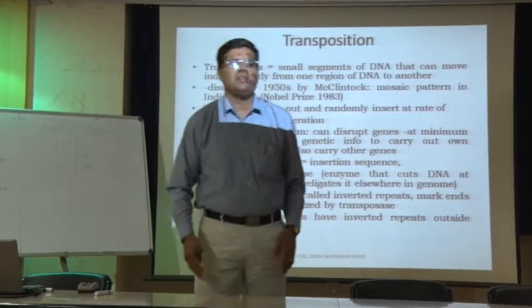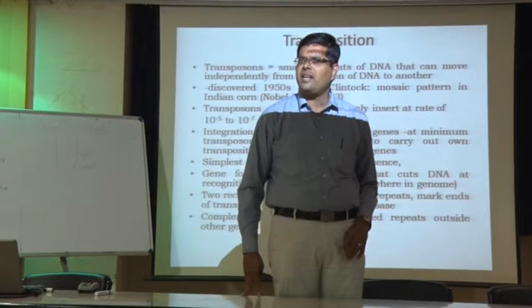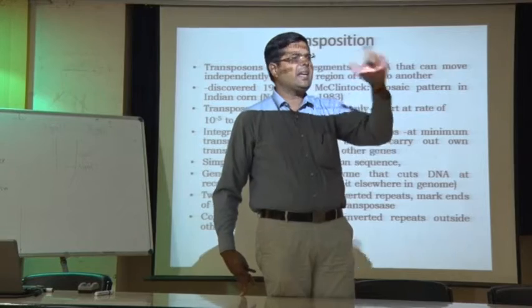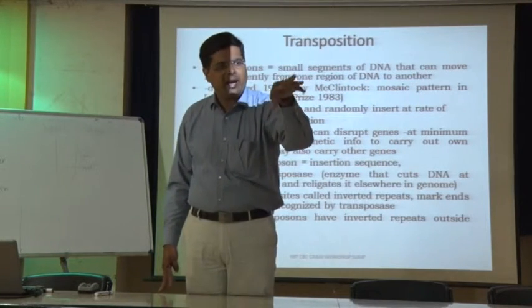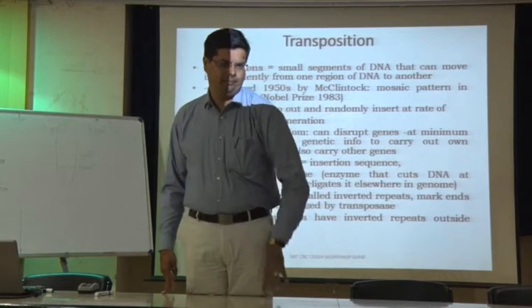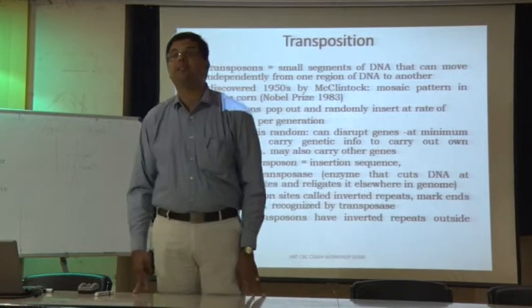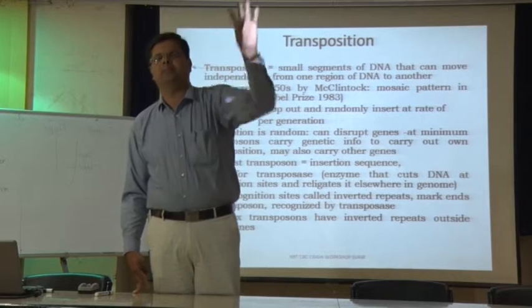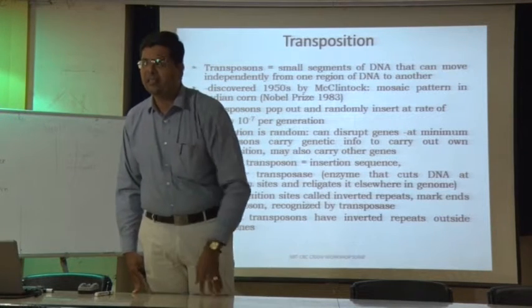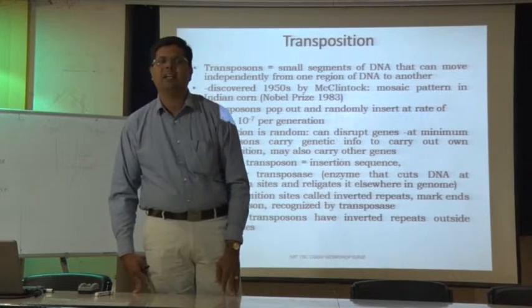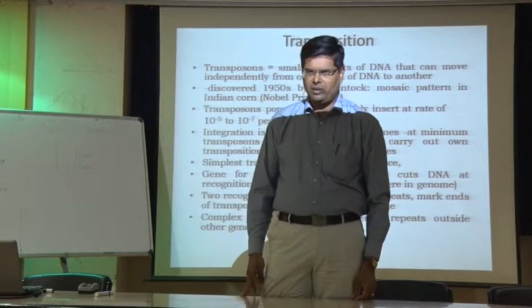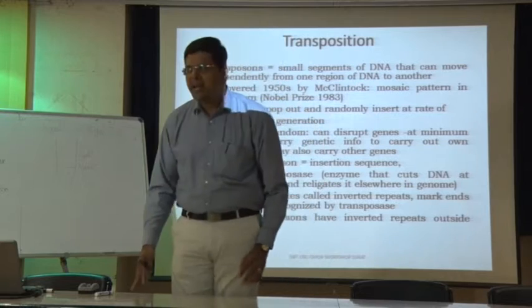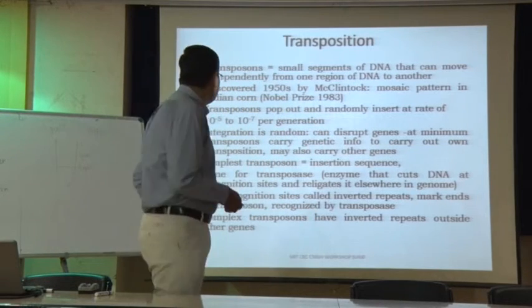It is also known as selfish DNA. Why? Because when a DNA moves from one DNA address to another DNA address, it does not give that DNA any additional property. That's why it is known as selfish DNA. So all the IS elements are selfish DNA. They do not confer any additional property to the target DNA.